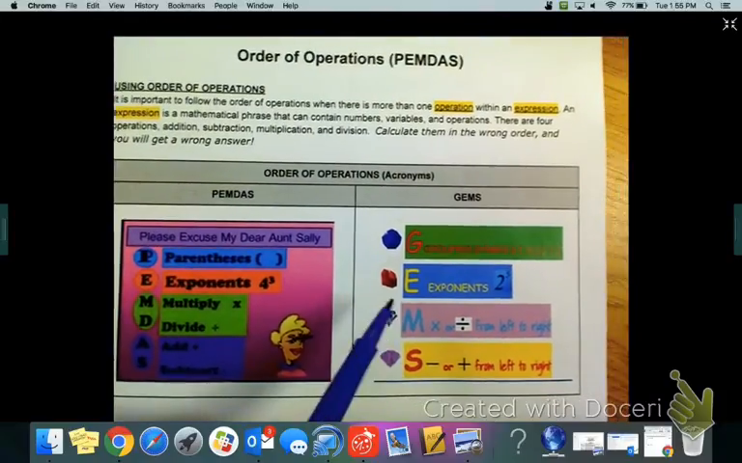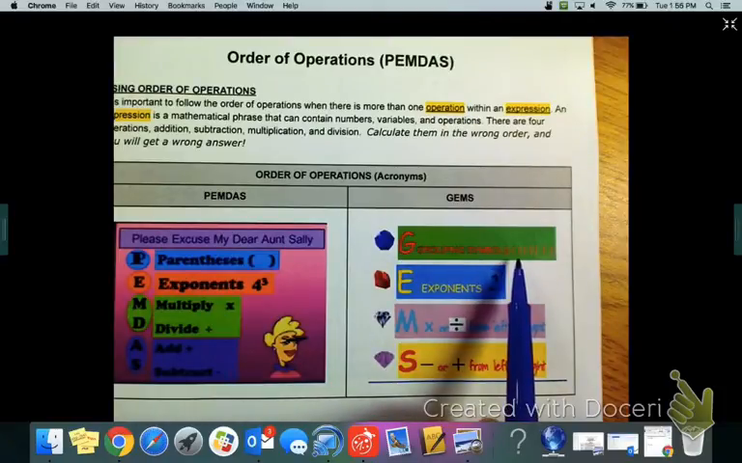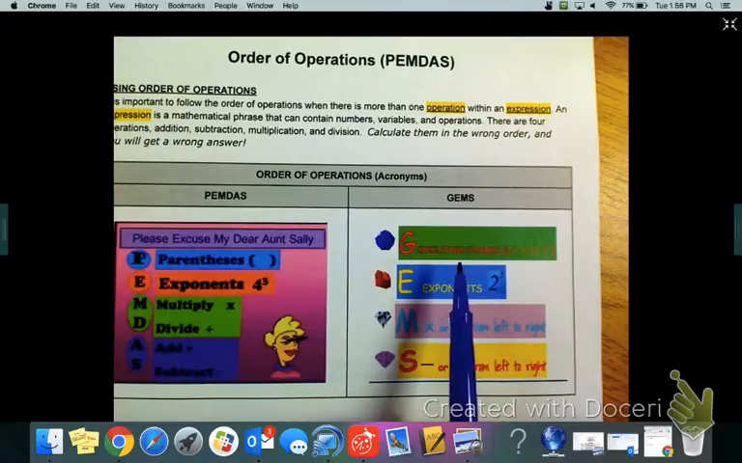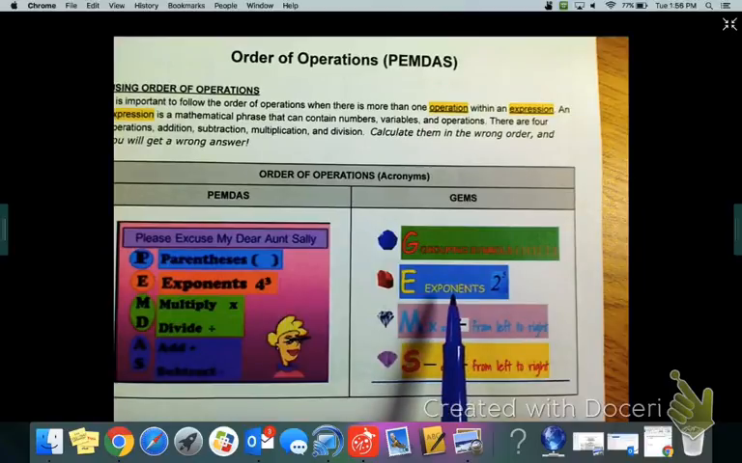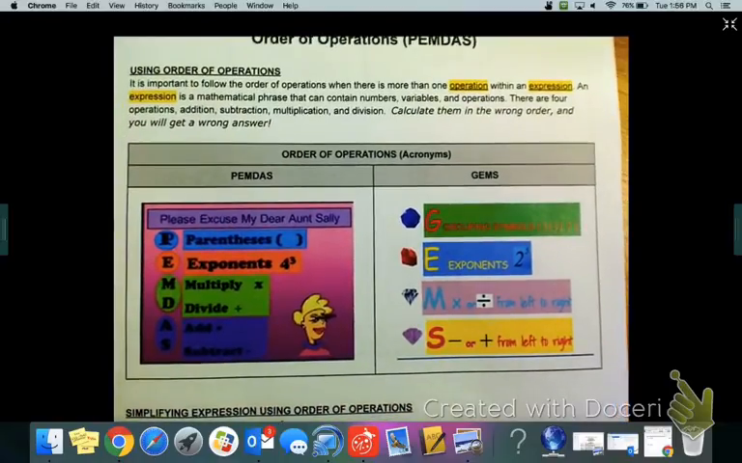GEMS is just like that, except instead of saying just parentheses, they use grouping symbols. Grouping symbols could mean parentheses, but it could also mean brackets. So they have included a few extra types of grouping symbols in it. They do say exponents next, but then they just say multiplication or division from left to right. And then the S stands for subtraction or addition from left to right. So it's just another way to remember it. You use the one that you like best.